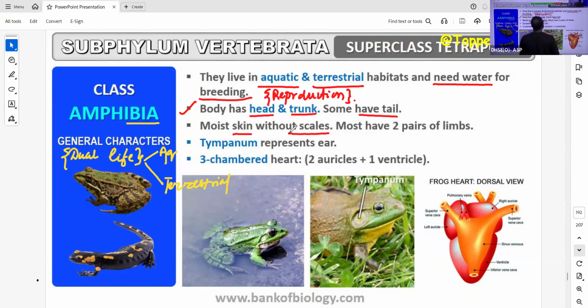Right? Okay. They have two pairs of limbs as they are members of the superclass Tetrapoda. Okay? So there will be two pairs of limbs, that is four limbs. Then, if you can see clearly here, what you can see here is an external ear, or something that acts like an ear. We call it tympanum.